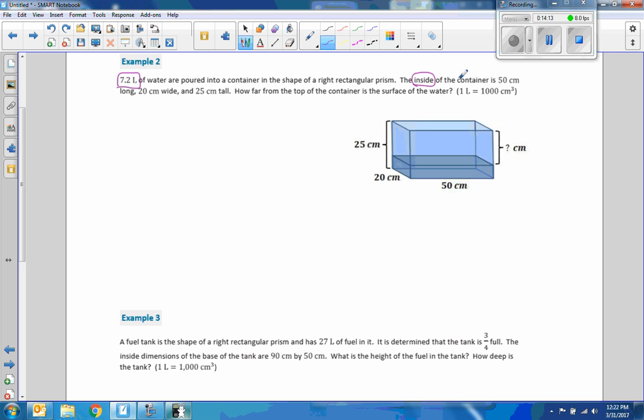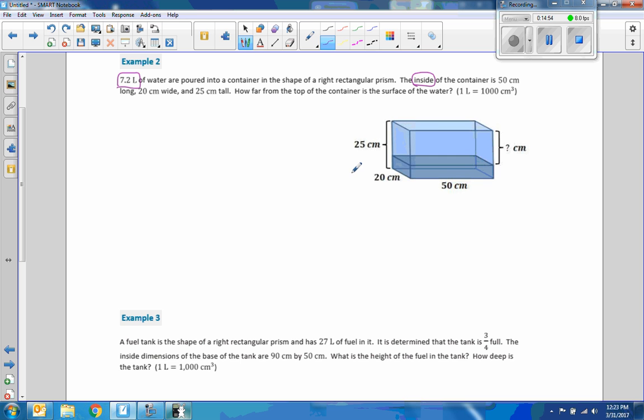They're giving the inside dimensions, so I don't need to subtract the thickness of the glass in this problem. They could have been really nasty and had us subtract the thickness of the glass like the last problem, but they're not. So they're saying the inside of the container is 50 centimeters by 20, and it's 25 centimeters tall. It says how far from the top of the container is the surface of the water, and they're reminding you that 1 liter equals 1,000 cubic centimeters. Okay, so see how nice metric system is? 1 liter is 1,000. All in tens.